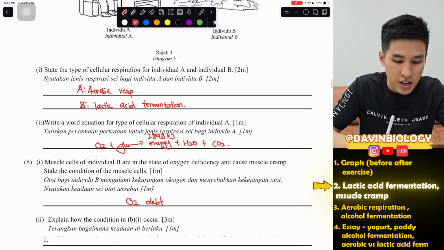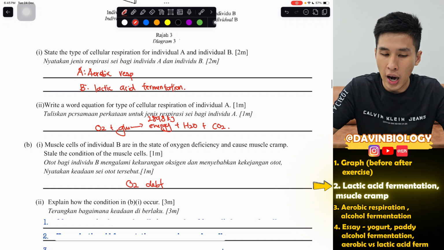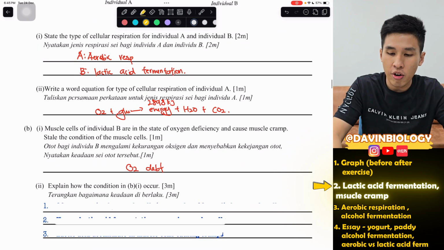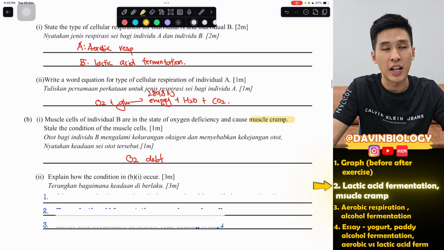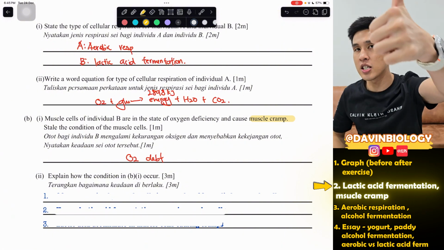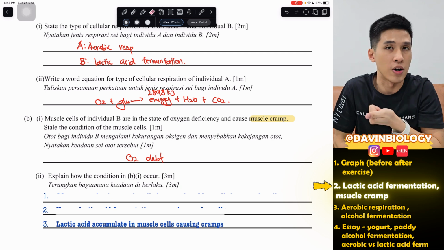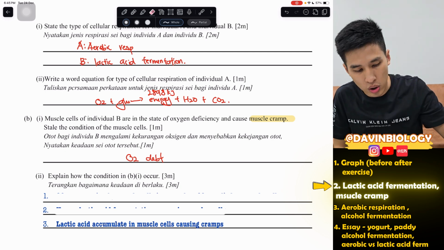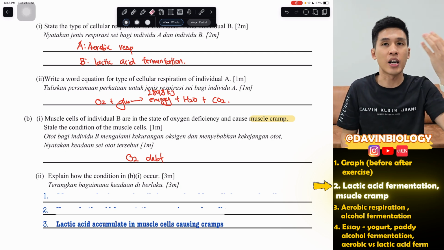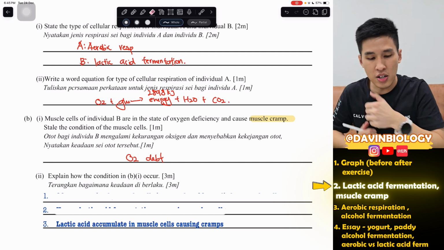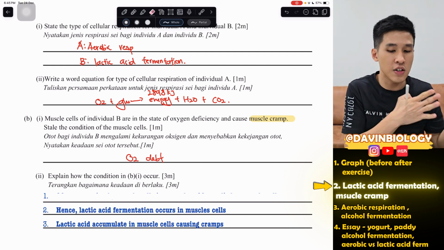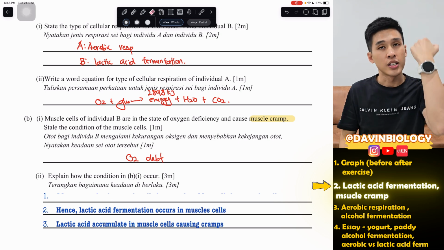So then they ask how the condition occurred. So I think by now most of you should know muscle cramp is caused by accumulation of lactic acid. So if you mention lactic acid, you get 1 mark, which is my last point. Lactic acid accumulates in muscles that cause cramp. Then next you're going to say, now where does this lactic acid come from? Obviously it comes from lactic acid fermentation. So if you mention the process lactic acid fermentation occurs in muscle cell, 2nd mark.